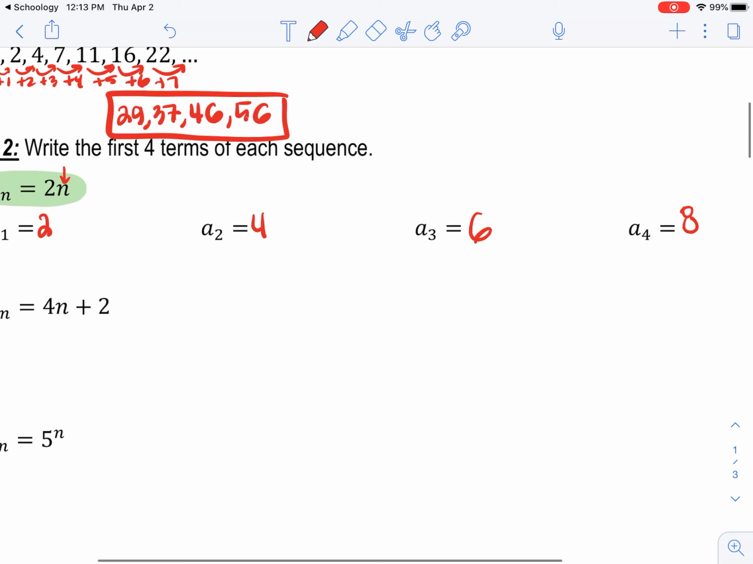So there's 2 ways of writing this. A sub 1 equals 2, a sub 2 equals 4, a sub 3 equals 6, a sub 4 equals 8. Or you can write it as a list: 2, 4, 6, 8.